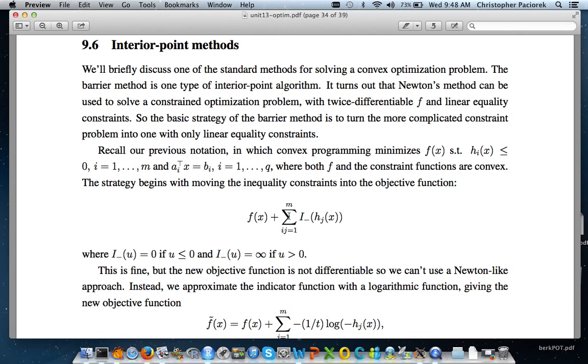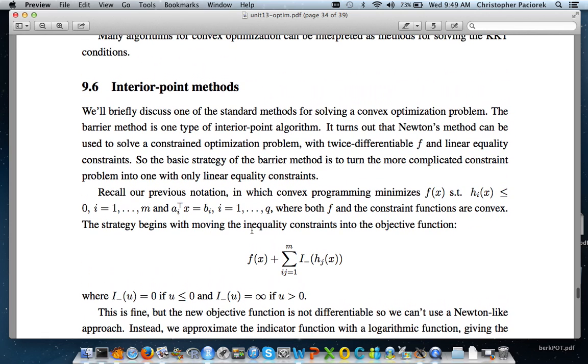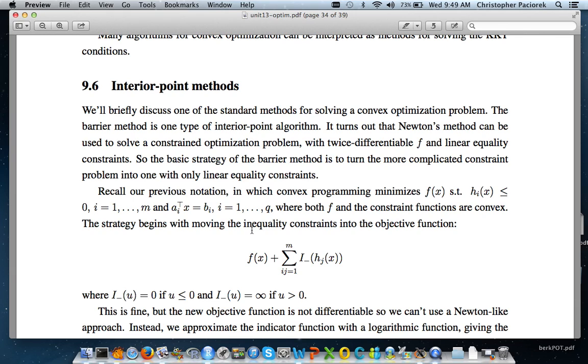So I want to mention one standard method for solving convex optimization. This starts to get towards a more practical perspective, because this relates to some of the methods that are actually implemented for solving these kinds of problems. The basic idea is I'm going to start with my optimization problem that has constraints. Suppose I have inequality constraints and equality constraints. What I basically want to do is get rid of the inequality constraints and turn this into a problem where I'm doing optimization and I only have equality constraints.